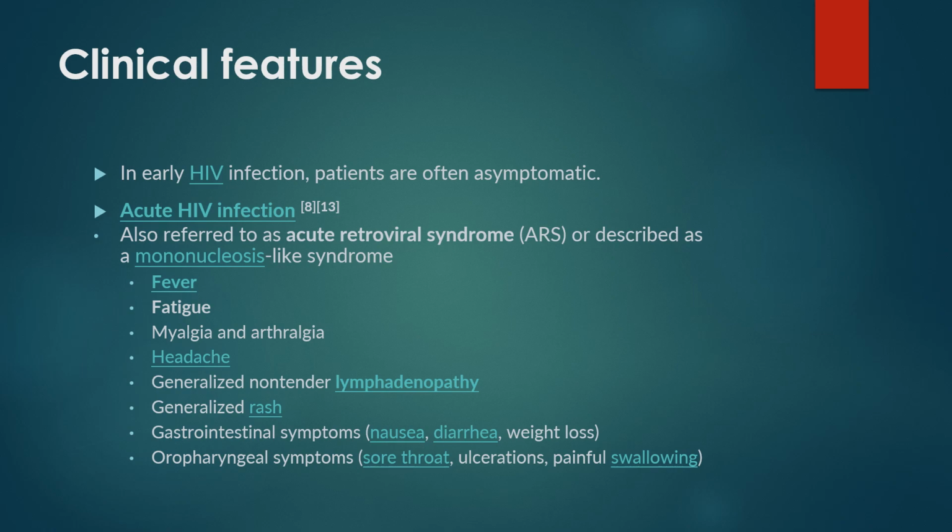Now let's talk about acute HIV infection. This is also referred to as acute retroviral syndrome, which mimics the infectious mononucleosis syndrome, with features like fatigue, malaise, headache, generalized non-genital lymphadenopathy, and GI symptoms like nausea, diarrhea, and weight loss, and oropharyngeal symptoms like sore throat, ulceration, painful swelling.